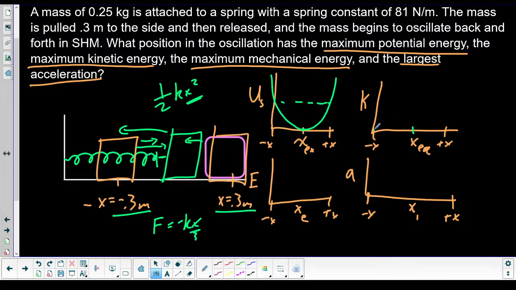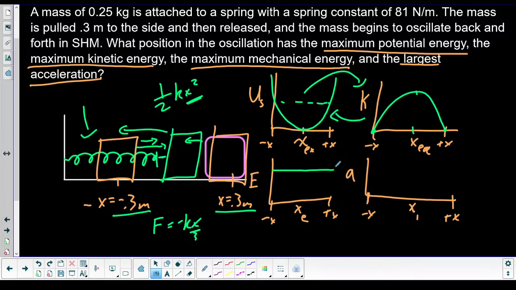So we get kind of the inverse graph here for our kinetic energy. It's stopped at the ends and it's going really fast in the middle. If this system is a closed system, so we include the spring and the mass in our system, there's no friction, the total amount of energy, well, as this decreases, we're converting it into this. And after we pass equilibrium, we convert our kinetic energy back into potential energy. Our total mechanical energy for the system will be conserved, and it will be a constant amount.